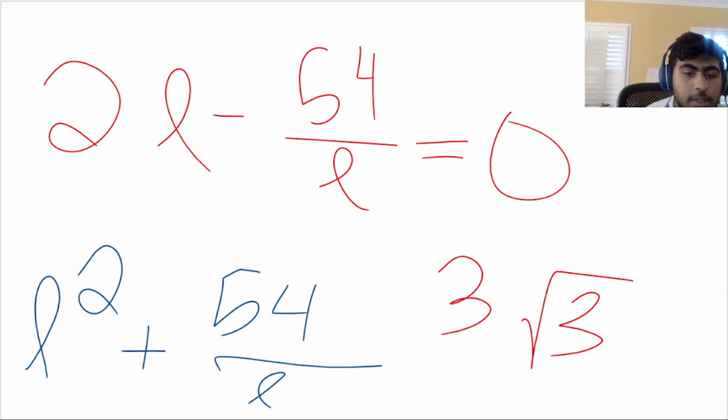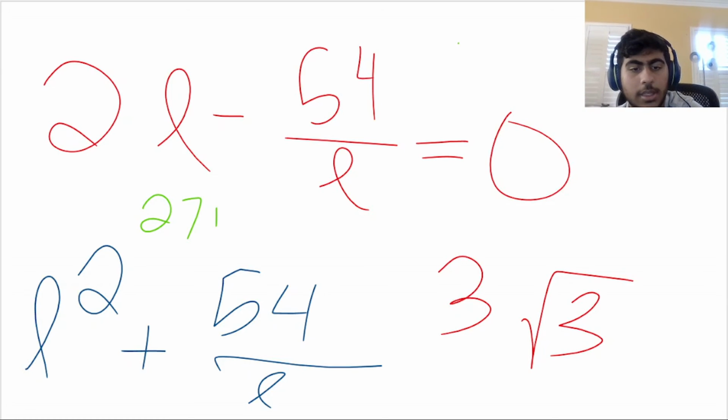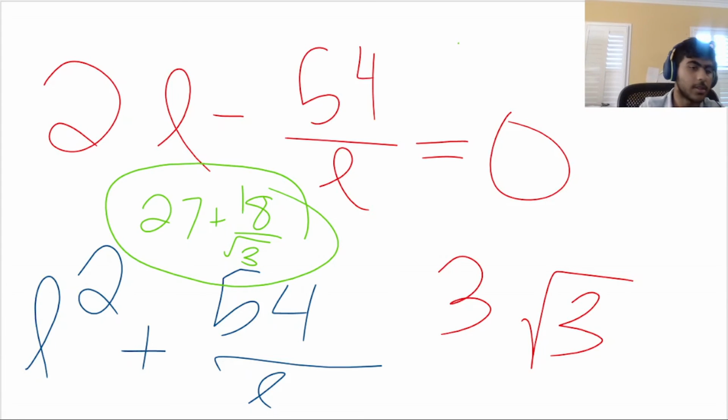We plug it into this equation here, and we get that the minimum surface area is 27 plus, well, that looks to be 18 over the square root of 3. So 27 plus 18 over the square root of 3, which is quite a mouthful, but still.